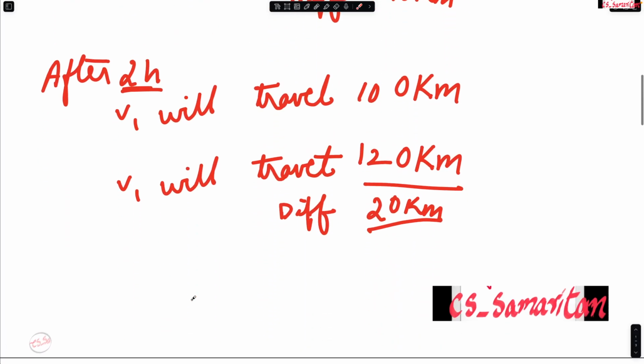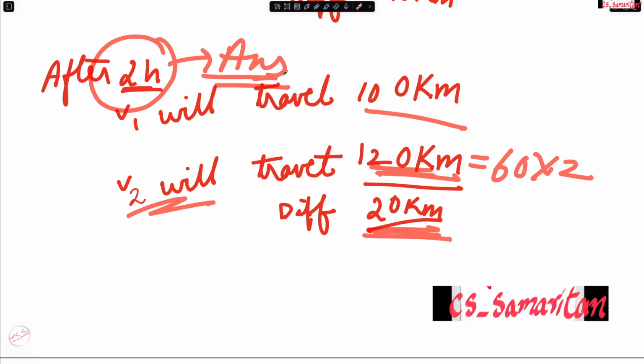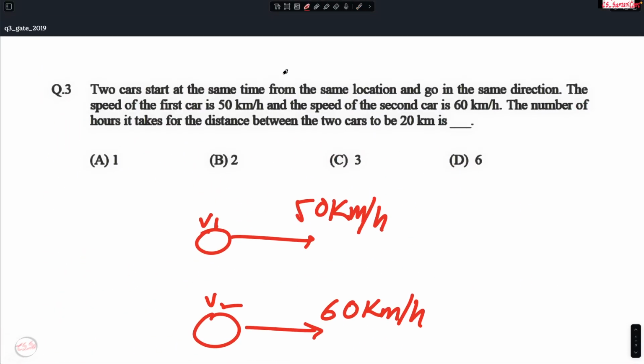At the end of the second hour, the first car is going to have traveled 100 kilometers. Why? 50 times 2 is equal to 100. At the end of the second hour, the second car is going to have traveled 120 kilometers. Why? 60 times 2. The difference between the distances they have traveled is equal to 20 kilometers, and that is the desired distance. At this desired distance we have to record the time, and that time is your answer. So you got your answer. Directly mark option B, because it has the quantity 2, and these 2 hours are exactly what we have to calculate.